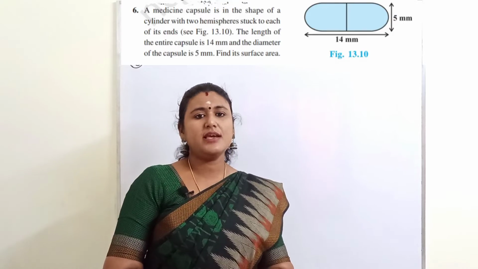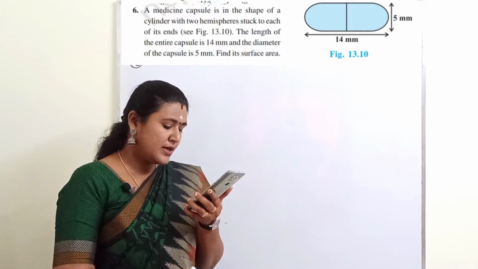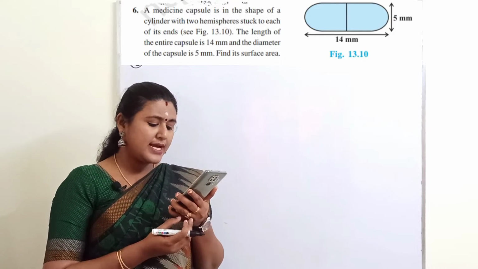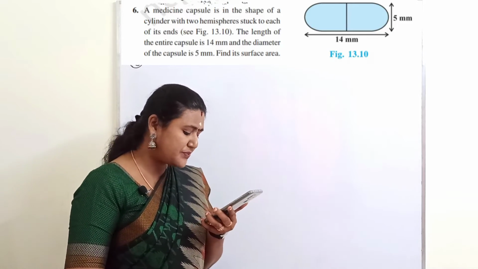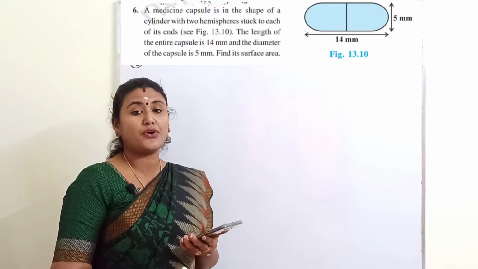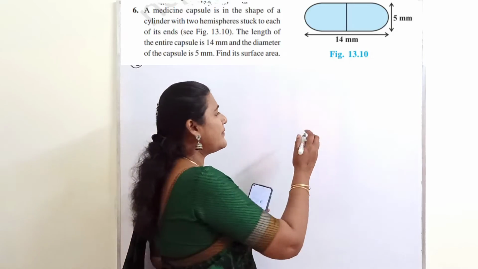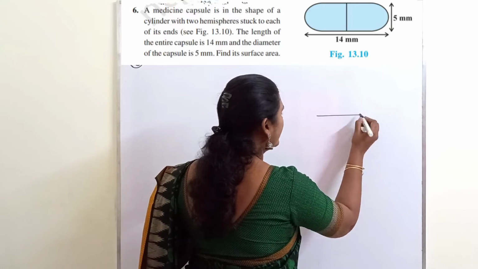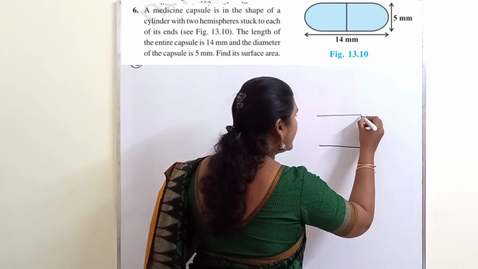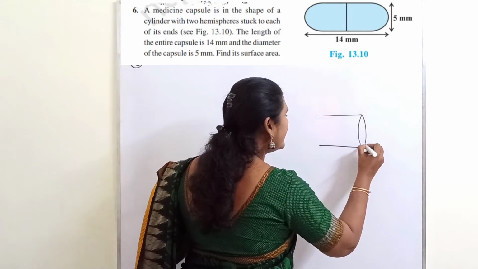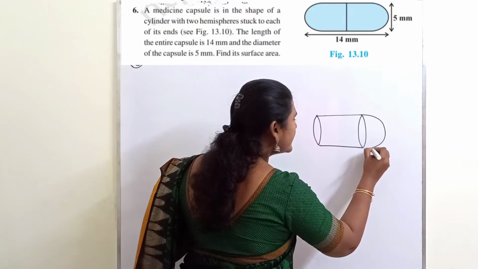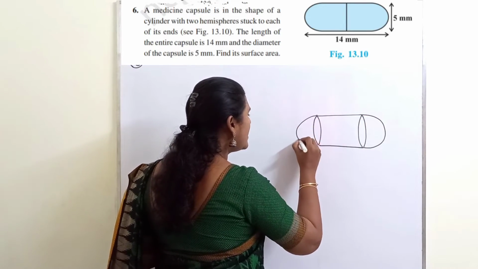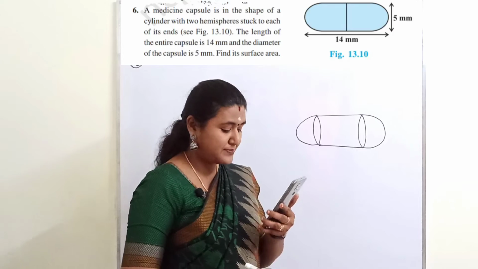So now we will see question number 6. A medicine capsule is in the shape of a cylinder with 2 hemispheres stuck to each of its ends. First we will draw the diagram. We have a medicine capsule in the form of a cylinder with 2 hemispheres attached at its ends. This is the shape of the medicine capsule.